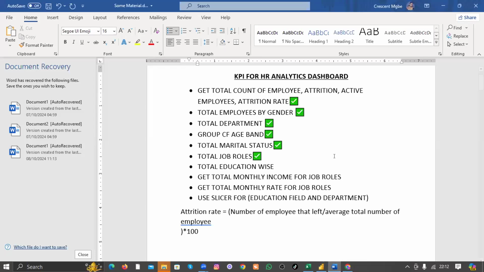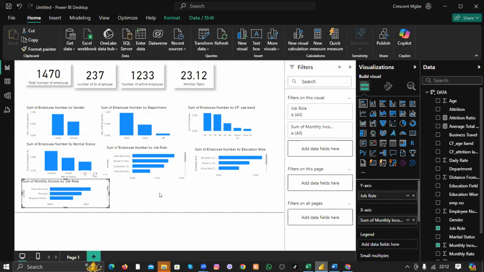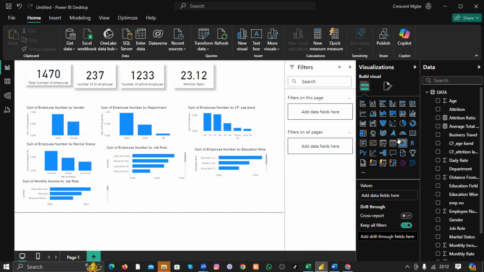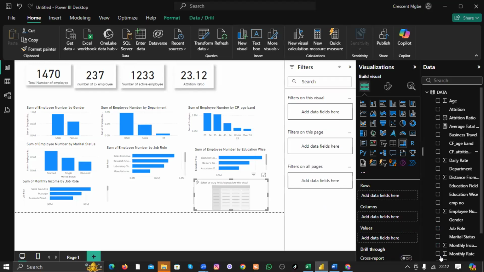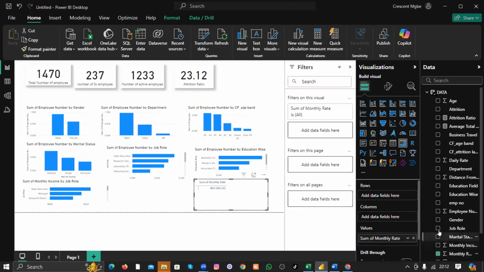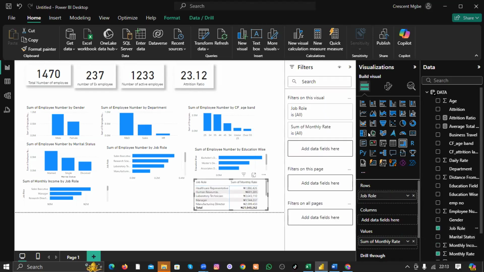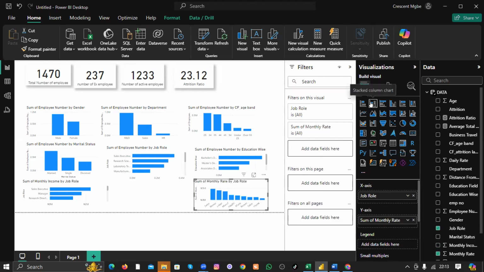Are we following? Then the next one is get the total monthly rate for job role. Total monthly rate for job role. So you want to get the total monthly rate, come to monthly rate, and then job role. I think you want to do this.